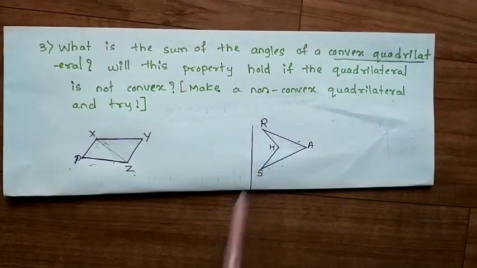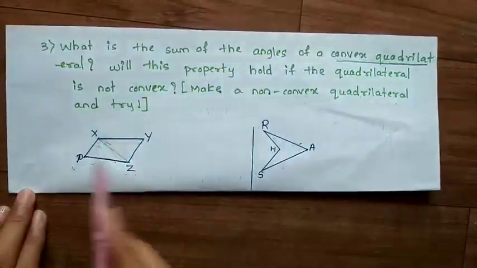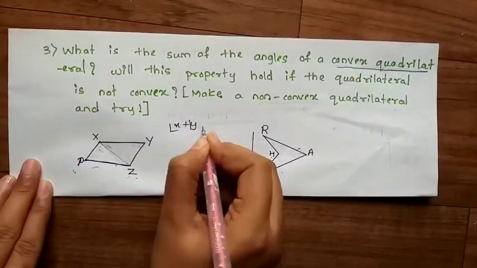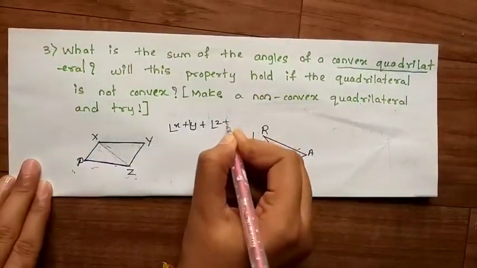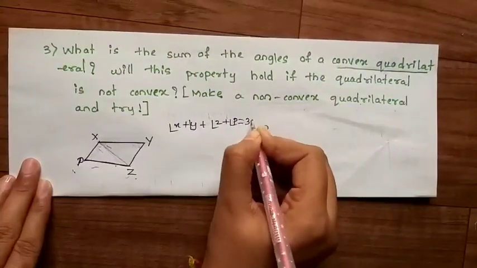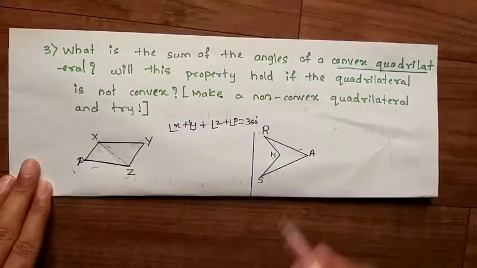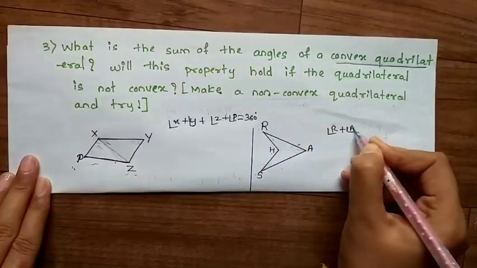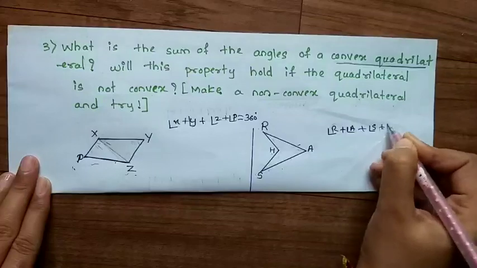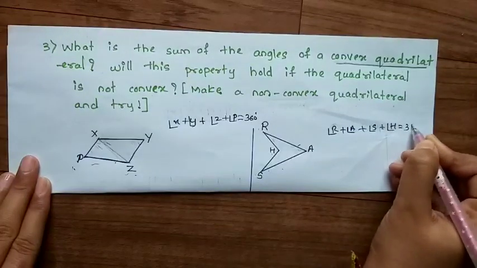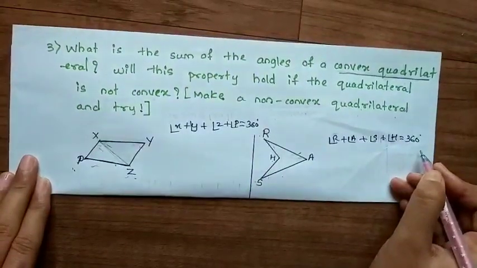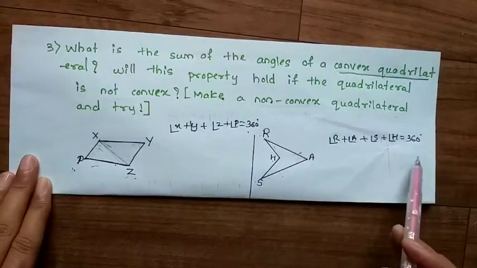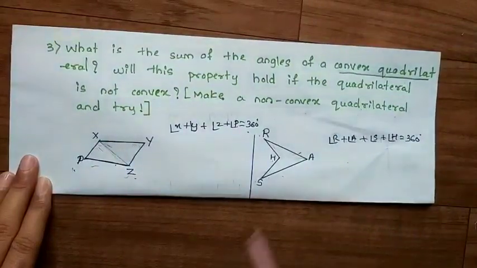What is our property? The sum of the 4 angles. Here the 4 angles: angle X plus angle Y plus angle Z plus angle P is equal to 360 degrees. Here also, angle R plus angle A plus angle S plus angle H is equal to 360 degrees. The angle sum property of a quadrilateral is that the sum of the 4 angles is 360 degrees, which is our property.